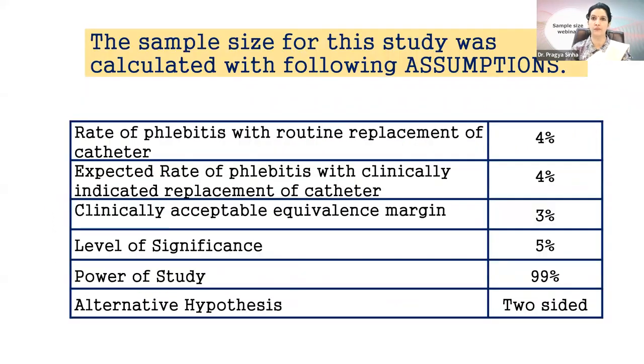So this is the input. The rate of phlebitis with routine replacement of catheter is 4%. The expected rate of phlebitis with clinically indicated replacement is 4%. The clinically acceptable equivalence margin is 3%. The level of significance is 5%. And the power of the study is 99%. In this case, the alternative hypothesis will be two-sided because it's an equivalence trial. So what is the sample size? All of you please do it and type in the chat box.